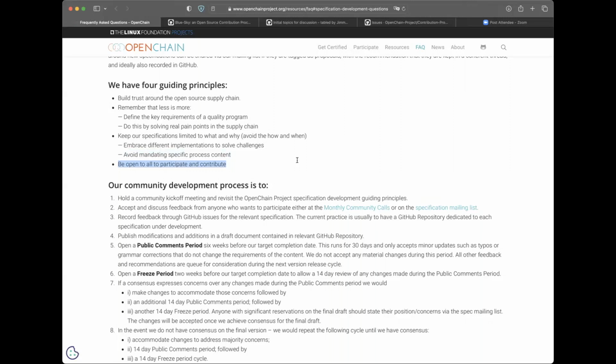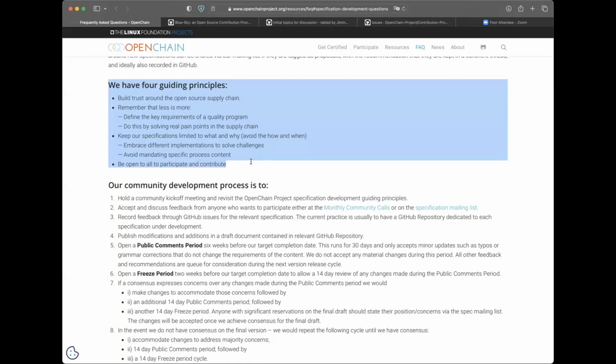That's very important. You don't have to be an OpenChain member company to help build the standards. You don't have to be a Linux Foundation member to build the standards. You just turn up. So those 4 guiding principles, the foundation of this is that we are building trust in the supply chain. We do that by defining the key requirements of quality programs.